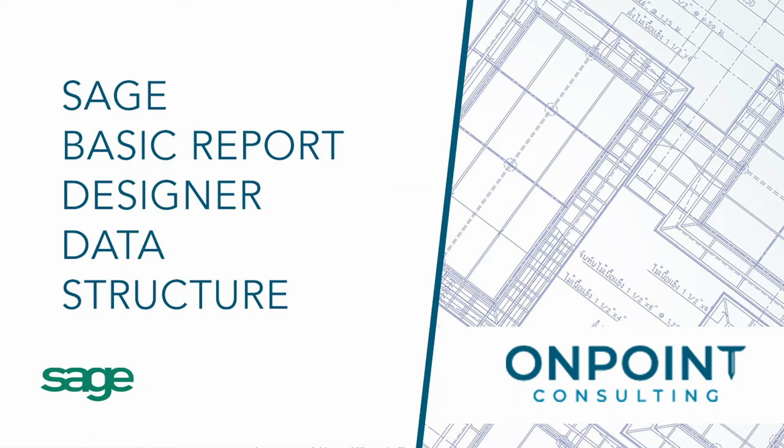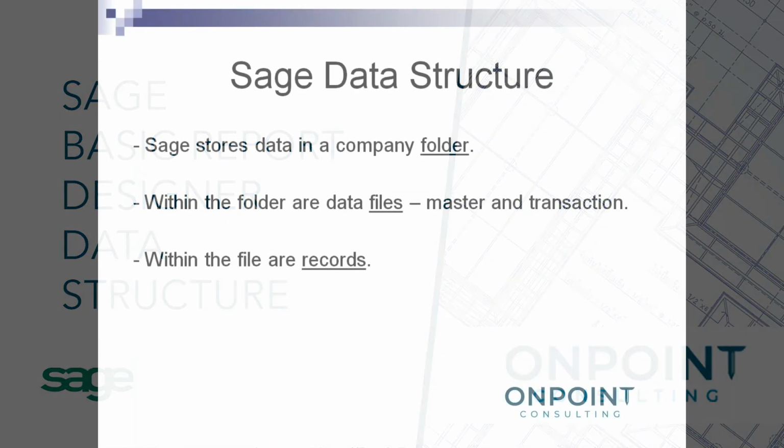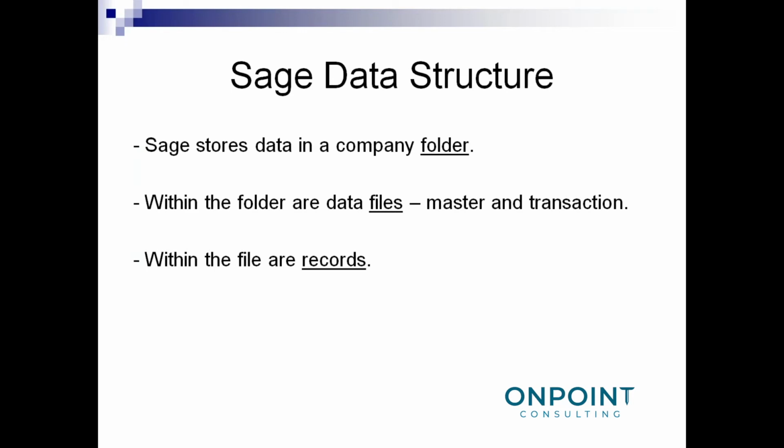All right, starting on page 1 of the PDF handout for the training documentation, we're going to talk now about the data structure. Those of you that have been with Sage for a while already know that Sage stores the data in a company folder. So you have an overall folder that stores all the files that you process with the accounting software.